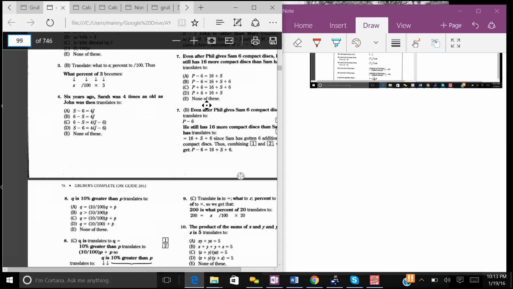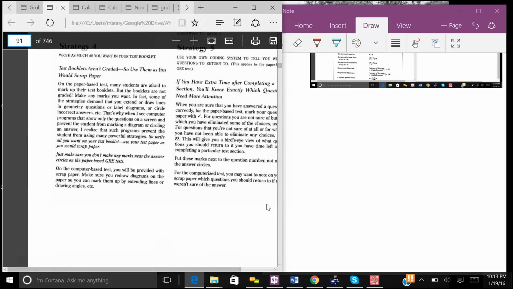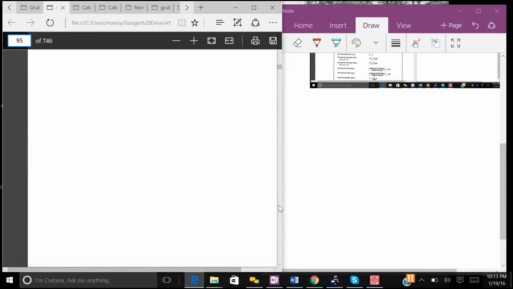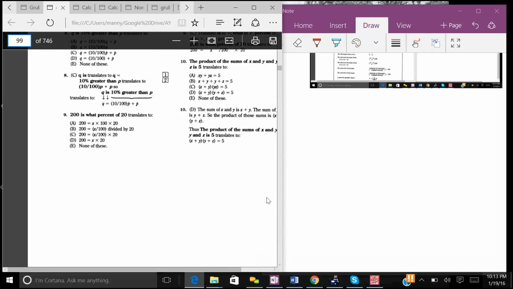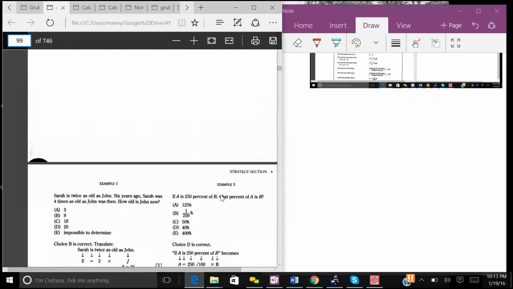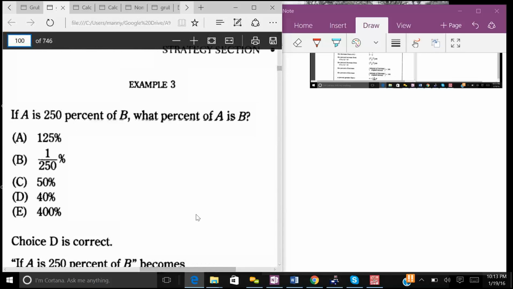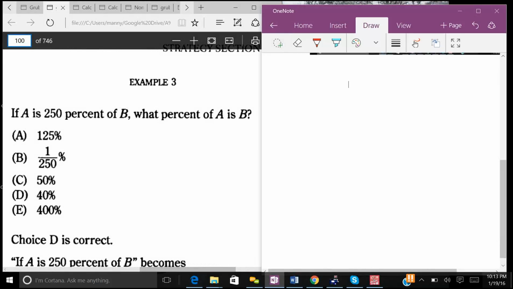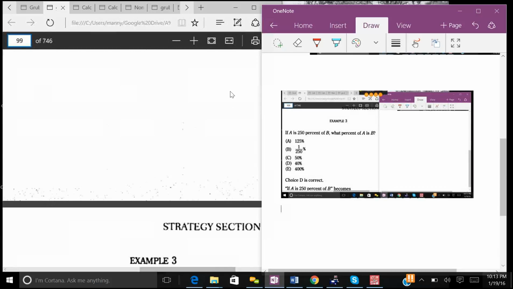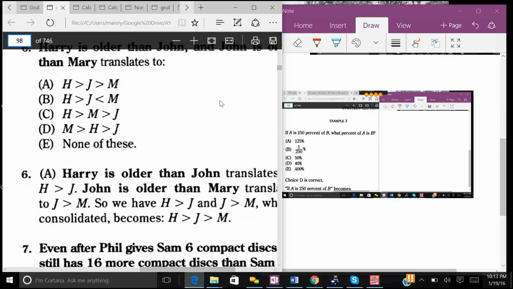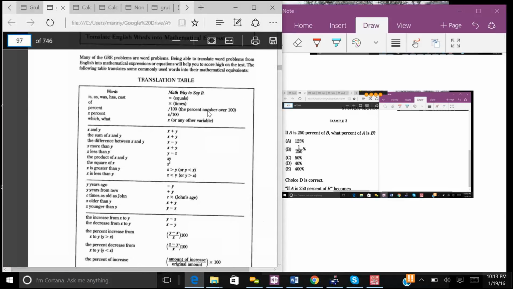So this question here. Let me show you how you should do this problem. I'll take a picture of it and put it in your notebook. And then I'm going to go back to that translation table so you can see that also when I do this.